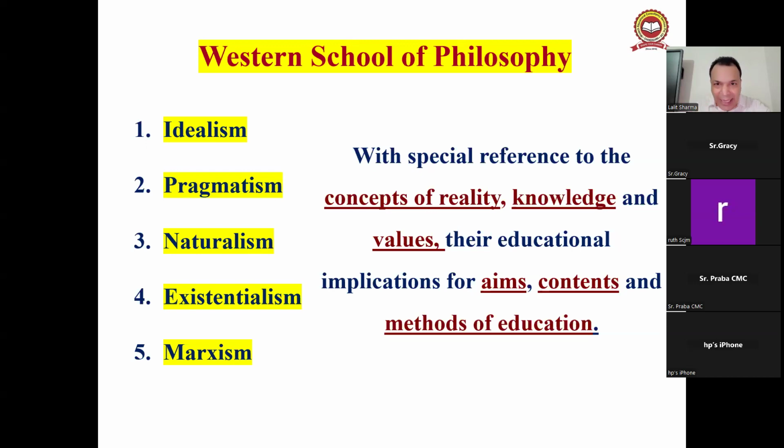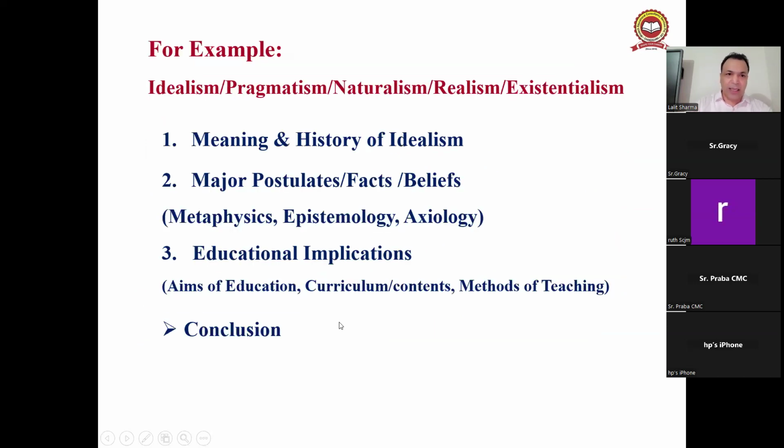See on the slide: aims of pragmatism, contents of pragmatism and methods of education. Don't worry, we discuss one ism at a time, you will come to know that. Now we are discussing Western schools of philosophy: idealism, pragmatism, naturalism, existentialism, and Marxism. Now, my dear friends, how do we have to proceed?